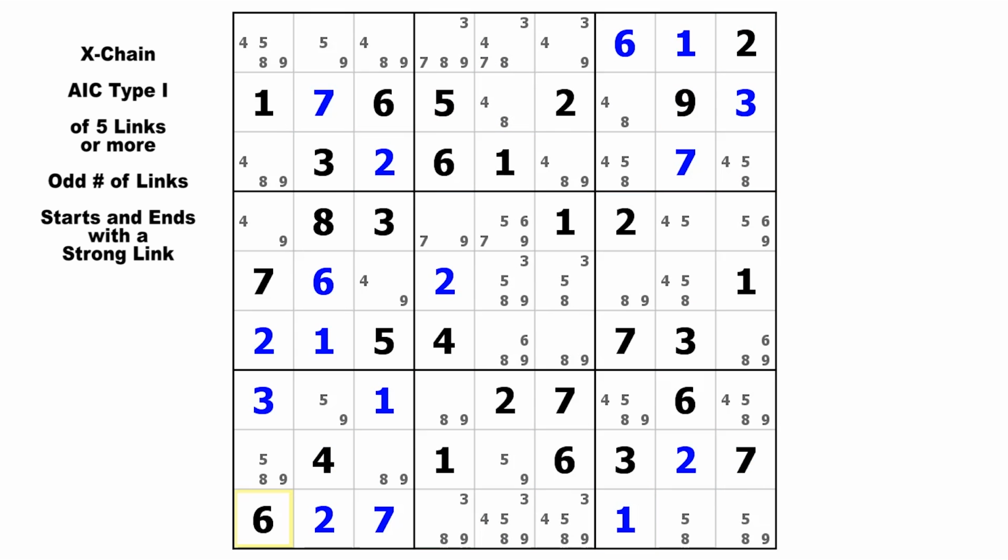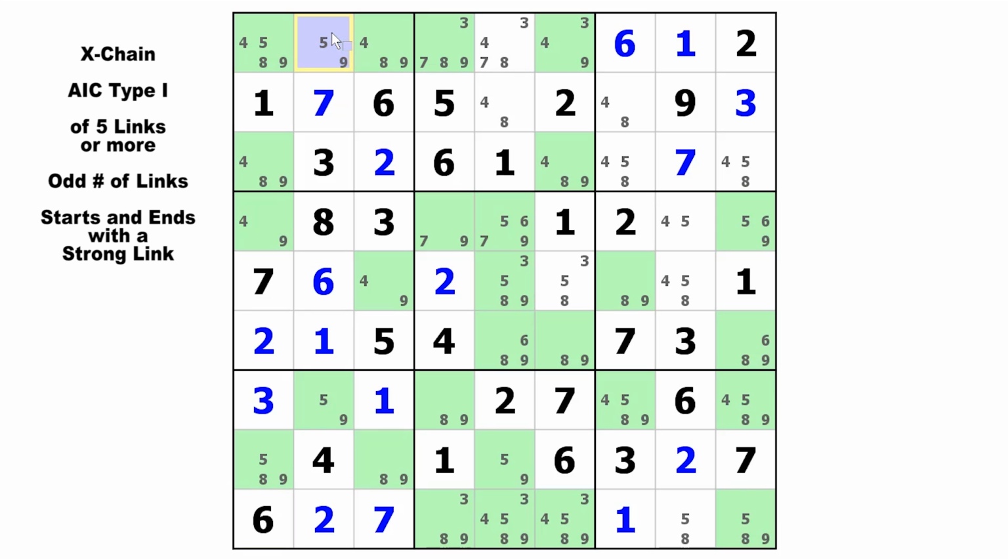Okay, here let's turn on the filter for candidate 9, and there are all the 9s, and we've got a bunch of conjugate pairs here, and we have an X chain, I think, of 7 links. It starts here and ends here.